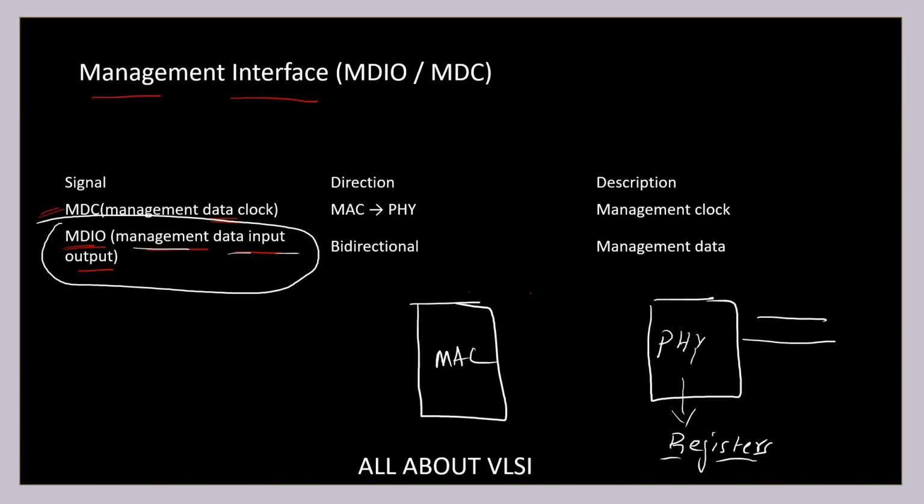So for configuring them or for knowing the values of the registers present inside this physical, I'm going to use this MDIO interface and access those registers. And MDC is again the data clock, because I cannot simply configure these registers; I need some kind of synchronization, right? So this is about my MII interface.